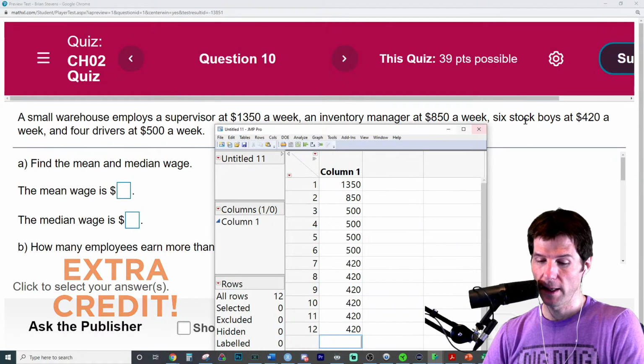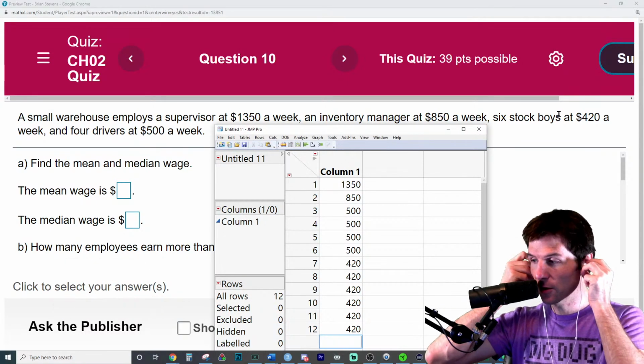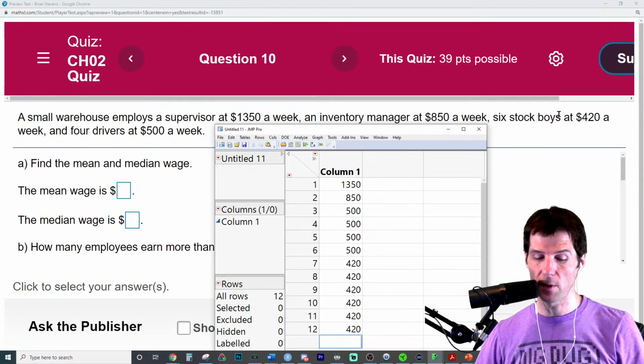So there's 4 of them, and there's 6 stock boys right here. So I've entered in the salaries accordingly. So we have all the salaries entered in, just how they occur.